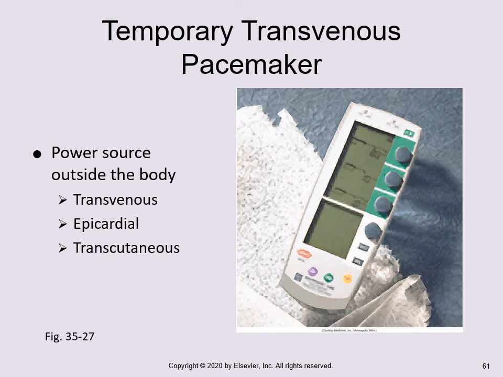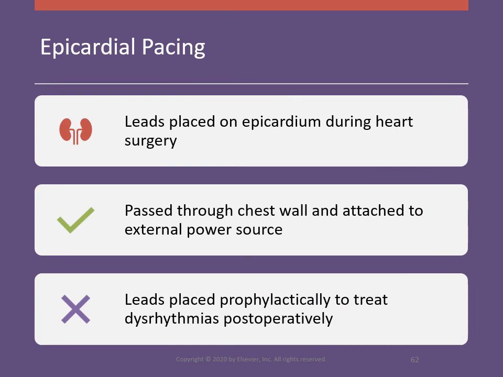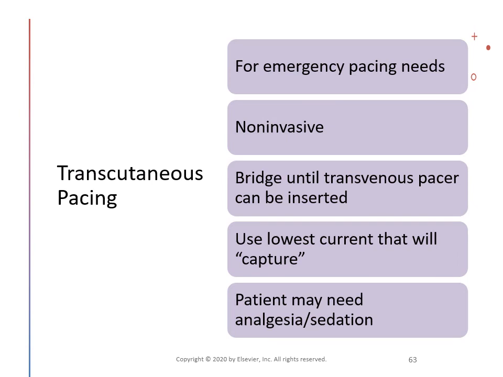This is a picture of a temporary transvenous pacing device. Although the device is external, it's attached to wires that are placed into the heart through the vein. The next slide describes epicardial pacing. This is pacing that's done during open heart surgery, where the leads are actually placed directly on the epicardium. They pass through an incision in the chest wall and are attached to an external device. This is usually done prophylactically after open heart surgery.